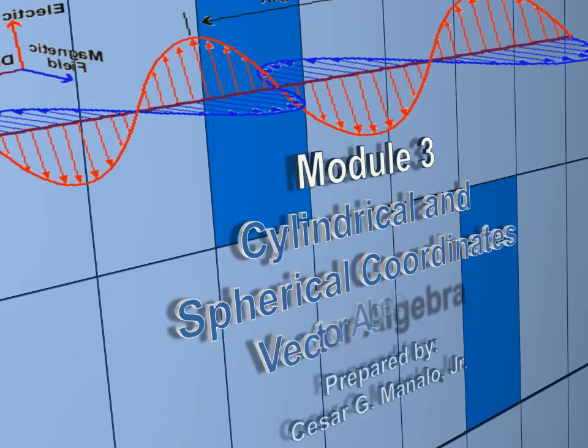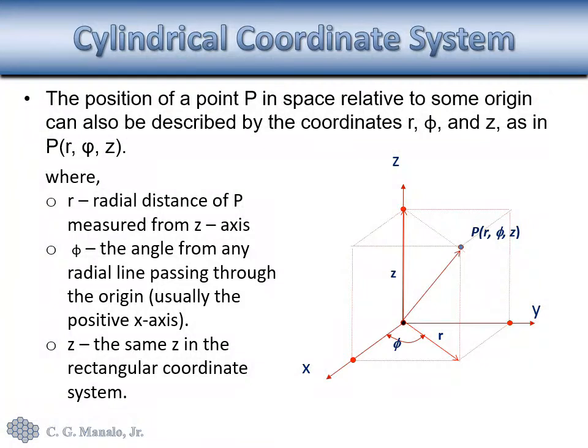In this module, we'll be talking about vectors in cylindrical and spherical coordinate systems. Cylindrical coordinate systems. So let's say we have a point P in space, and we would like to locate that point with respect to the origin. So it can be located using three coordinates.